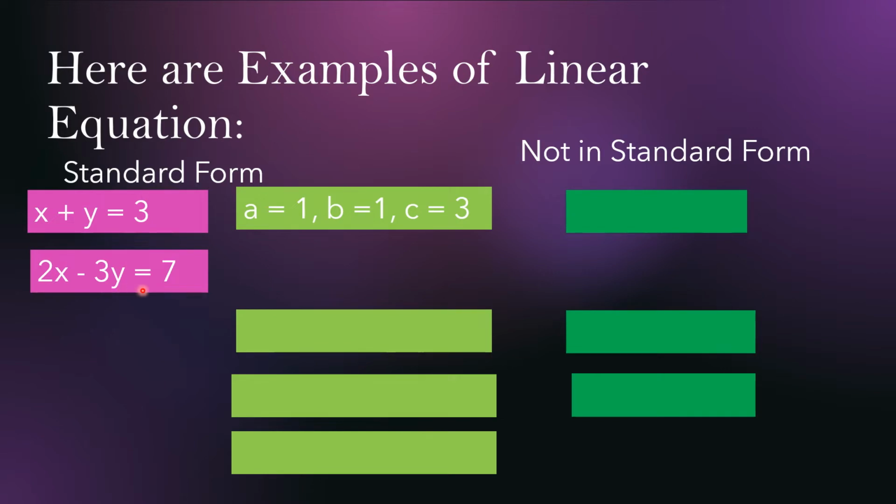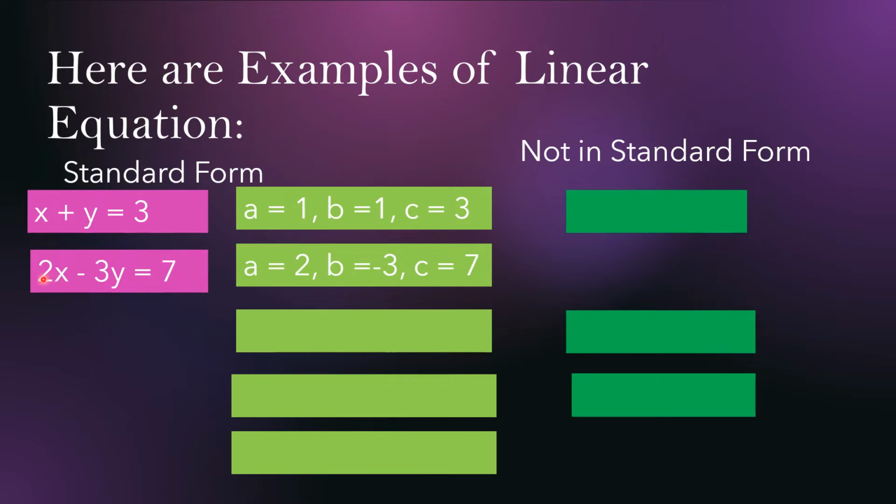Now, I have here another one: 2x minus 3y is equal to 7. The value of a is 2 here, the value of b is negative 3, and the value of c is 7. Now, look at the exponent of the variables x and y. If there is no number written here, understood it is 1.